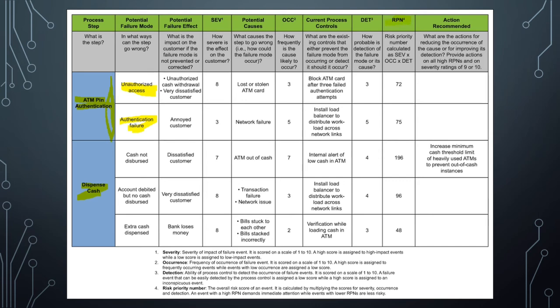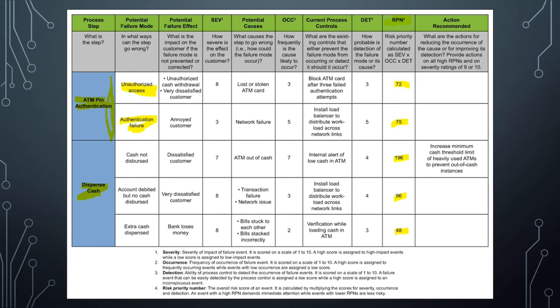So if you'll remember, RPN is our risk priority number, and this is just a multiplication of all of our severity, occurrence, and detection. And so looking at this, we have a 72 for unauthorized access. The risk of an authentication failure is 75. The risk of cash not being dispersed is 196. And then we have 96 and a 48.